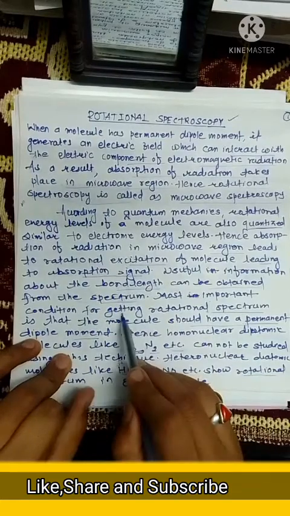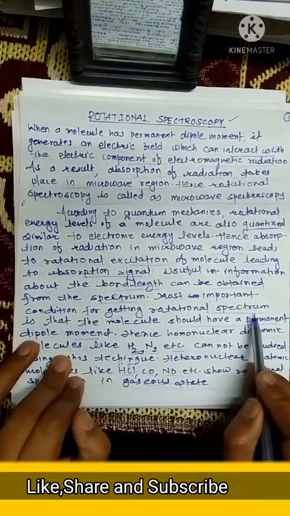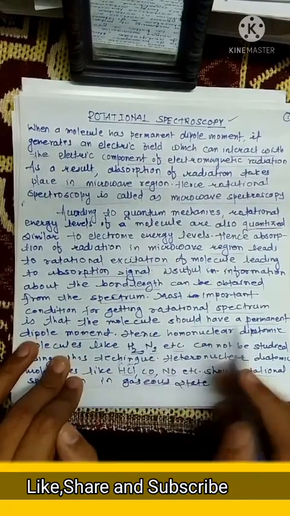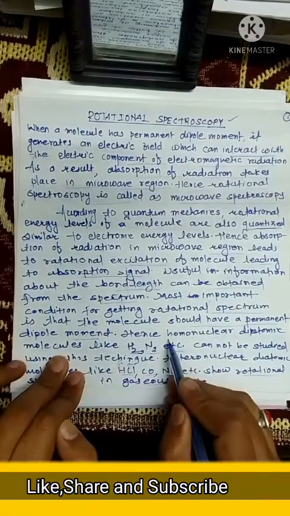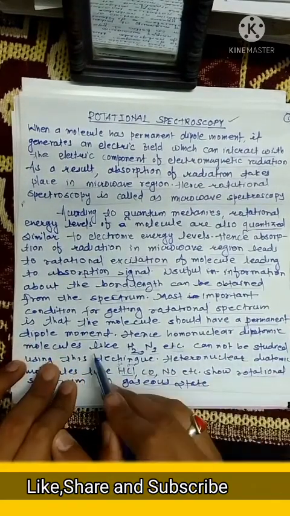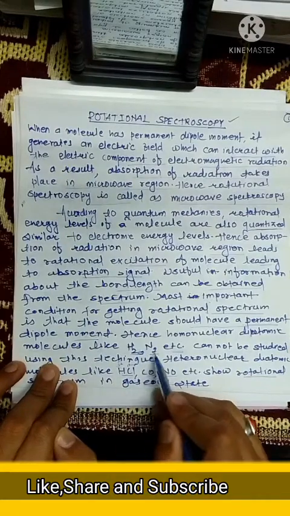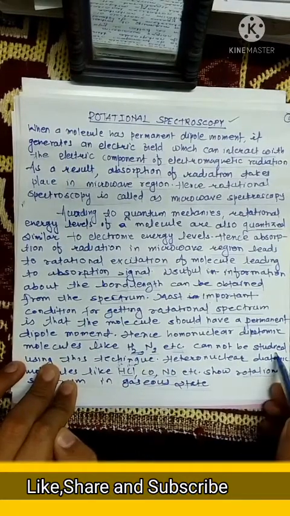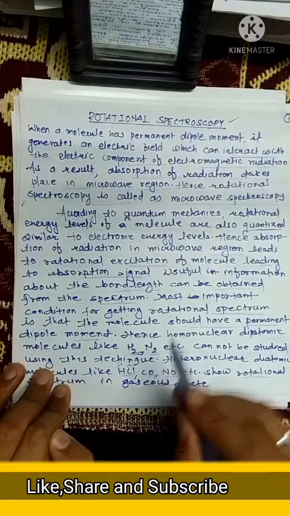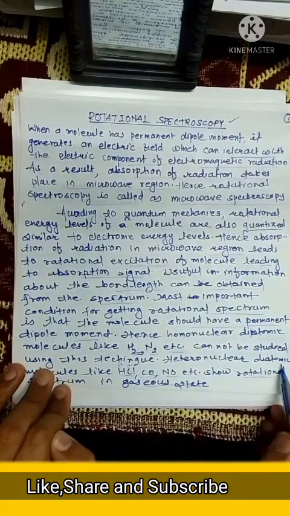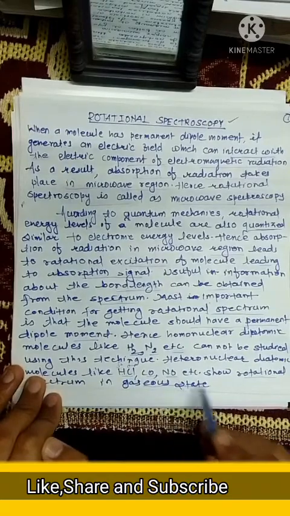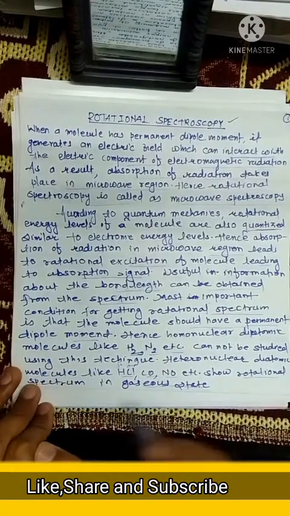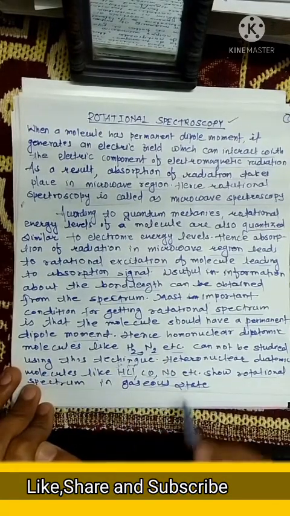The most important condition for getting a rotational spectrum is that the molecule should have a permanent dipole moment. Hence, homonuclear diatomic molecules like H2, N2, etc. cannot be studied using this technique. Heteronuclear diatomic molecules like HCl, CO, NO, etc. show a rotational spectrum in the gaseous state.